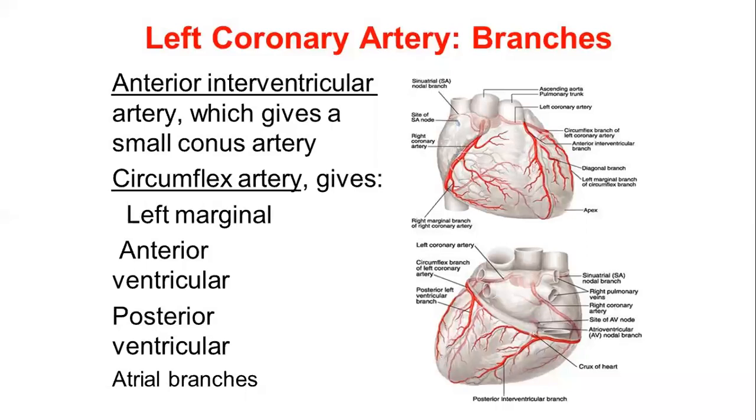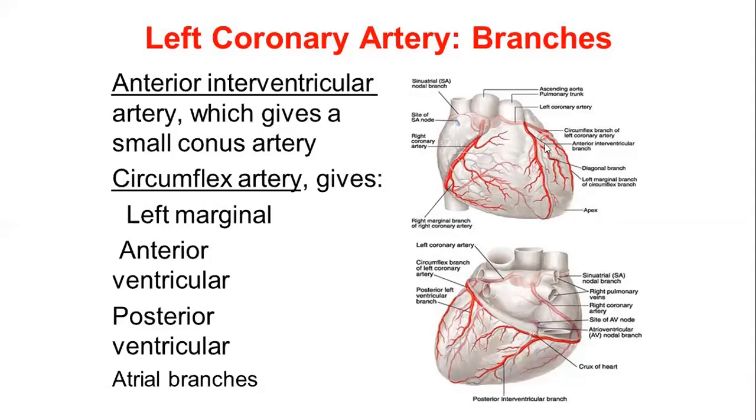The anterior interventricular artery gives off a lateral branch, which is also known as the diagonal branch. Again, one of the very famous branches from the left coronary artery. This diagonal branch basically courses over the anterior surface of the heart, predominantly over the left ventricle.